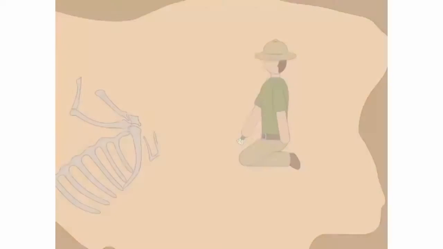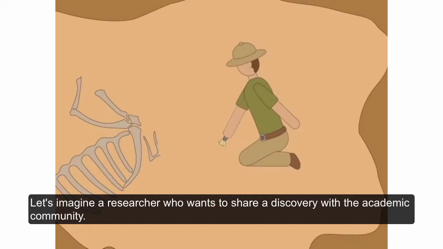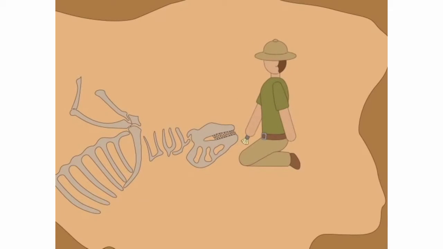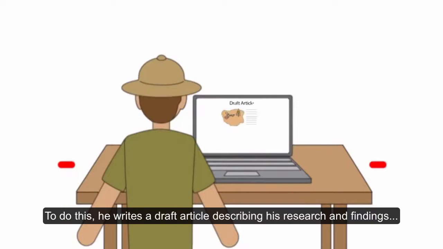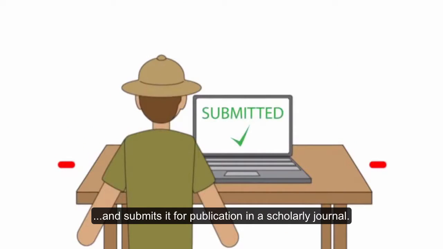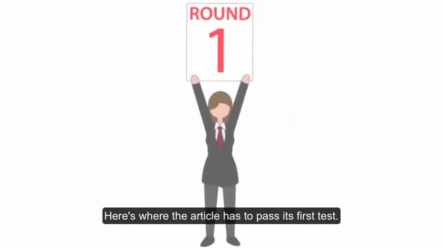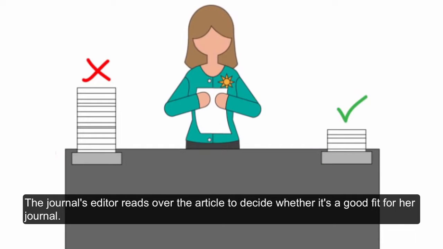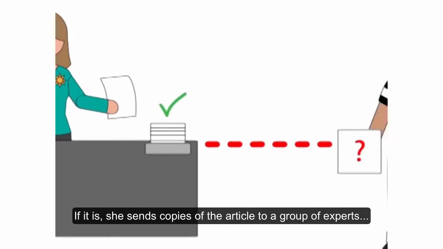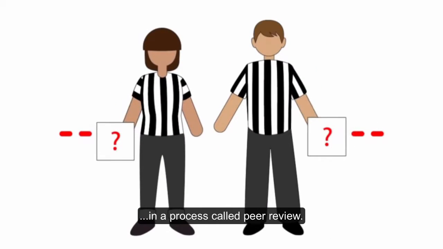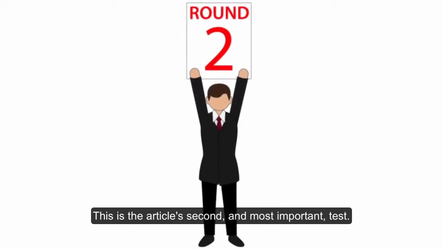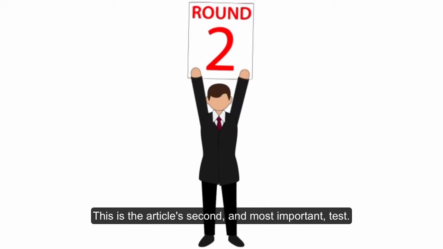as a whole. Let's imagine a researcher who wants to share a discovery with the academic community. To do this, he writes a draft article describing his research and findings and submits it for publication in a scholarly journal. Here's where the article has to pass its first test. The journal's editor reads over the article to decide whether it's a good fit for her journal. If it is, she sends copies of the article to a group of experts to evaluate the article's quality in a process called peer review. This is the article's second and most important test.